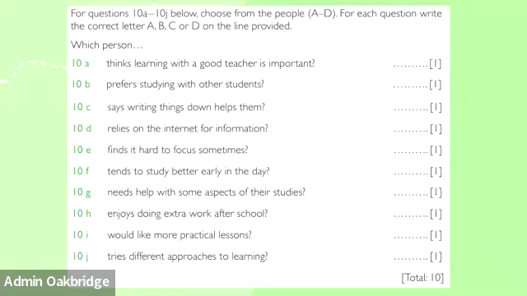Okay, can you see the dotted line there? There is where you write the letter of the people. And each opinion gives you 1 mark. So the total mark will be 10.